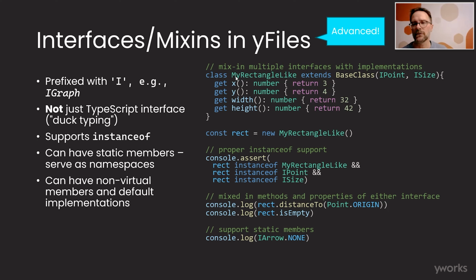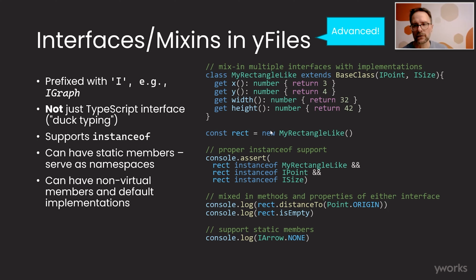Imagine you want to implement a class that both implements the IPoint and the ISize interface, which are actual interfaces in yFiles. The point interface has X and Y, and the size interface has width and height. And this is how you would create a class that implements both of these interfaces. You write class, the class name, and then the extends clause, use the base class, which is one of those few top-level functions that you can import from yFiles, and pass it the base class, if any, and then all the interfaces that you want to implement.